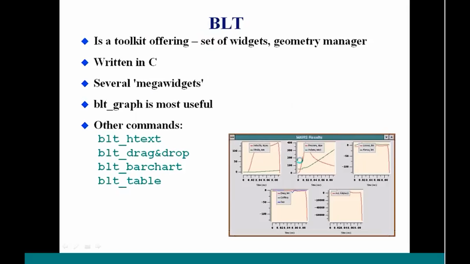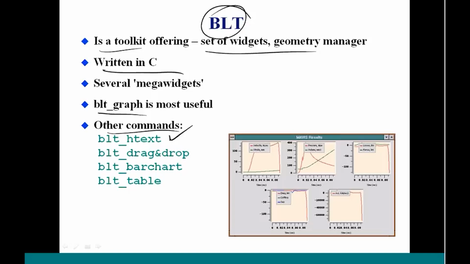So the other one is BLT essentially. It's a toolkit offering a set of widgets and a geometry manager. This helps you draw pictures and display graphs very easily. This particular toolkit is written in C, and it has several mega widgets. The BLT graph is one of them, and that is the most useful one, and it is very popular also. Other things like highlight text, drag and drop, bar chart, and table can be easily built using BLT.